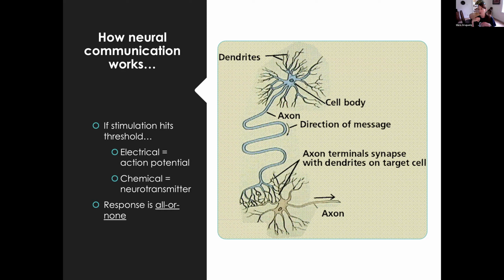The response is all or none, meaning either it happens or it doesn't, but it always happens at the same strength. Every single time it happens, it's going to put out that neurotransmitter. It's going to be the same exact strength every time it happens.